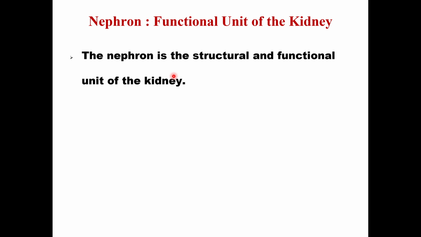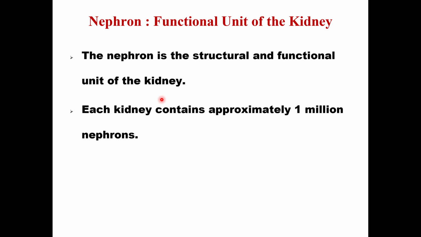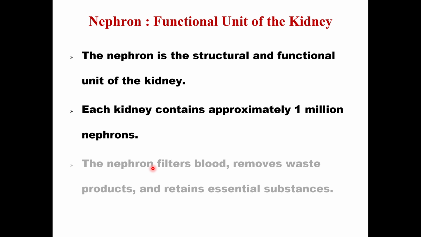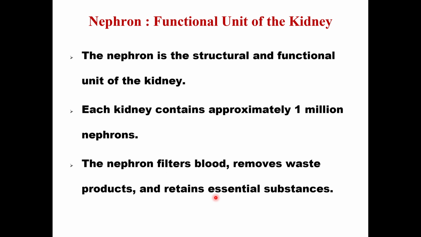Inside the kidney there is a functional unit that is responsible for this process, which is known as a nephron. The nephron can be defined as the structural and functional unit of the kidney, and each kidney contains approximately 1 million nephrons. The nephrons play a very important role in filtration of blood, and they remove the waste products and retain substances that are essential for our body. We have already discussed the structure of the kidneys, so no need to talk about that.